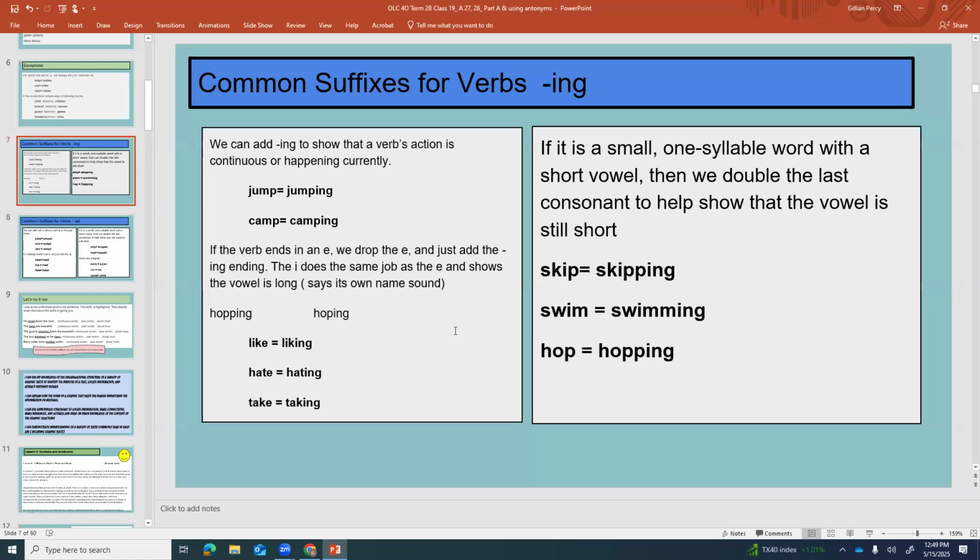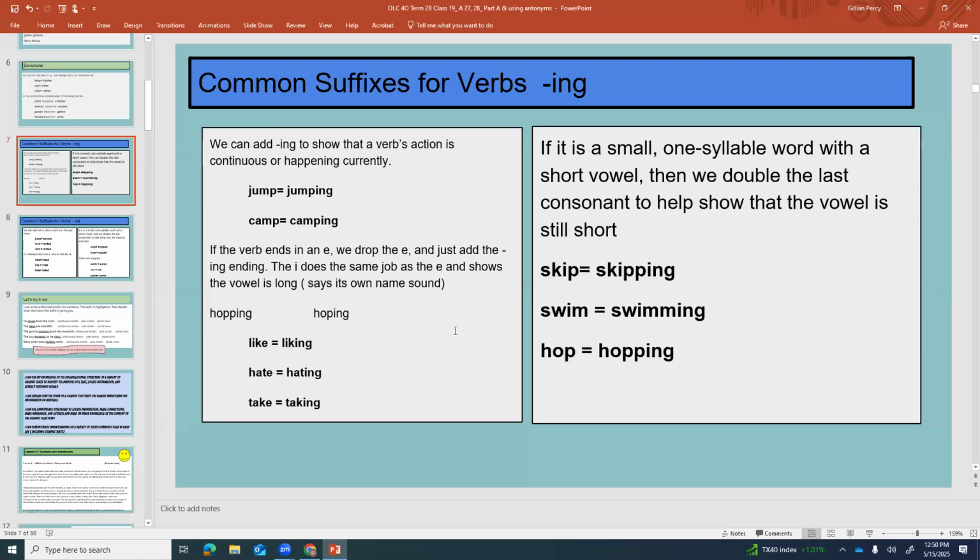When we're doing that, so if a simple word like jump, J-U-M-P, I can add an ING: jumping, camp, camping. But if that was a verb that ended in E, like long vowel E happens all the time, we don't keep the E there. We drop the E and we just add the ING. And I think it's because E and I, again, in English have very similar sounds, so they just drop it.